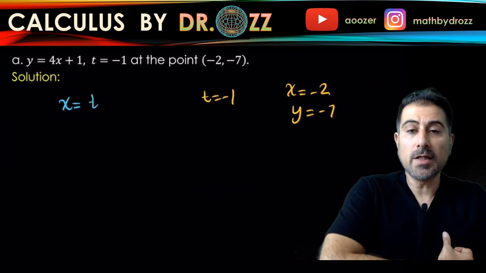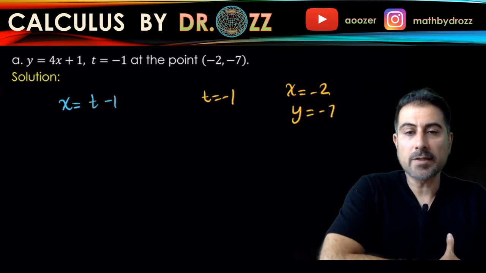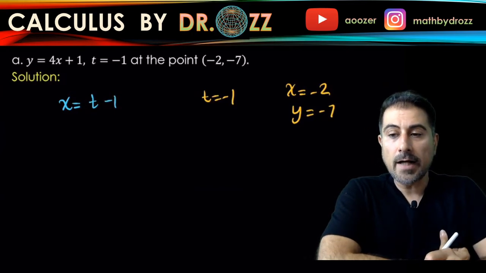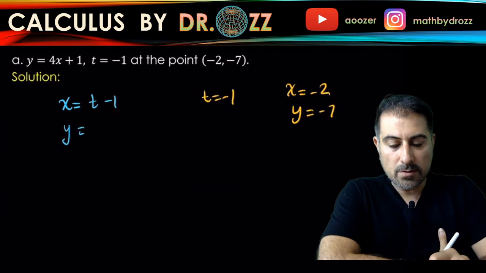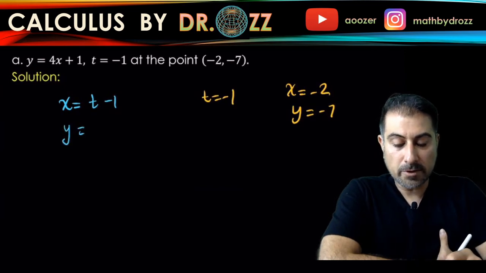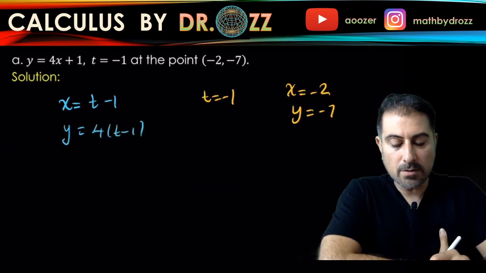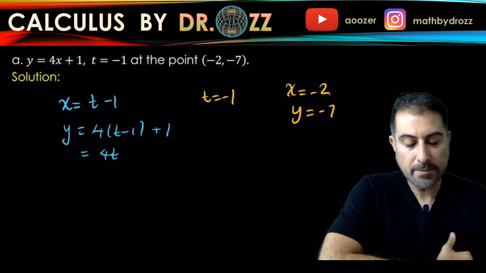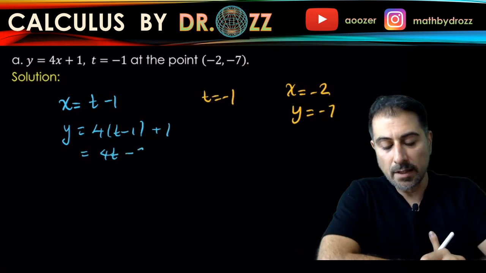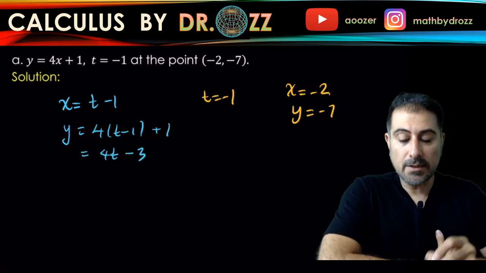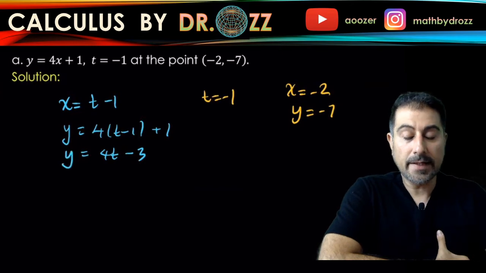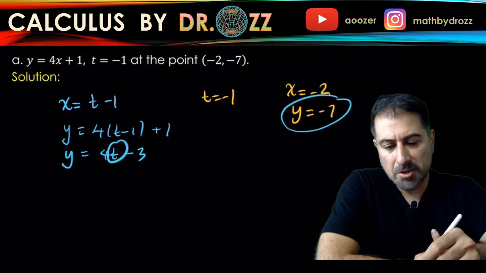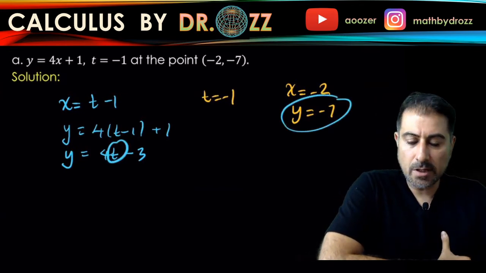Because when I plug in -1 here, I'm going to get right away x equals -2, okay? And by choosing x to be like that, I can plug everything back into y so that I can get the parametric representation of y. So this is 4t minus 3, okay? So essentially when you plug in -1 for t here, you get -7 for y. So this is just one parameterization of the line.